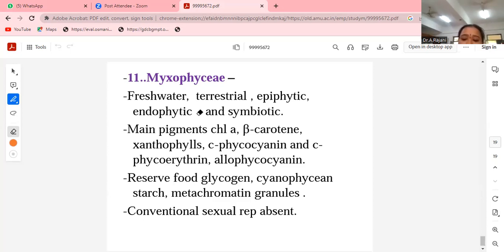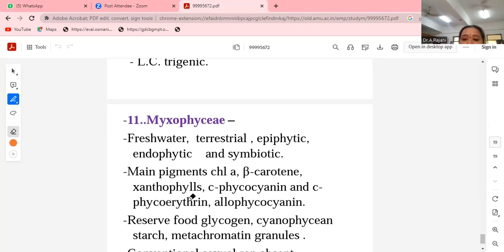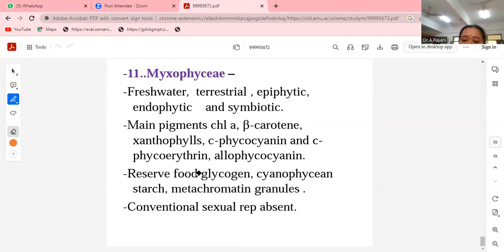The reserve food materials are sugars, glycosans, cyanophycean starch, and metachromatin granules. Another most important character: sexual reproduction is absent in this class. Mostly reproduction is vegetative or asexual. Sexual reproduction is absent, but parasexuality is present. In this class, there are 5 orders, identified by the scientist.